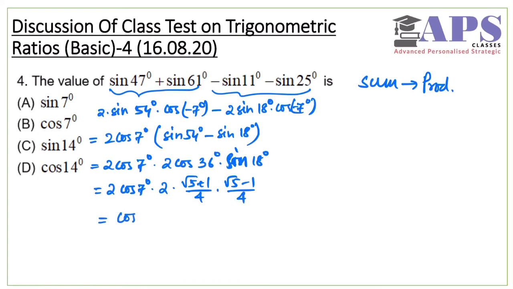This will give us cos 7 degree, 2 into 2 by 4, and 5 minus 1 by 4 into 4. So that's cos 7 degree is the answer. So option B is correct.